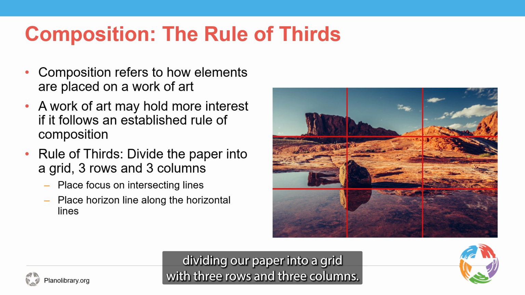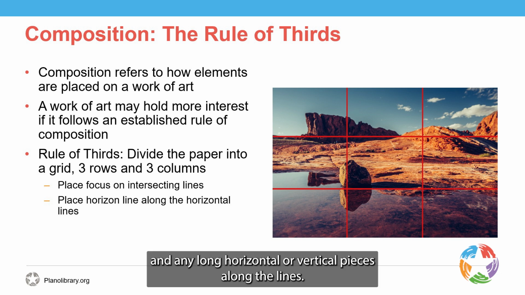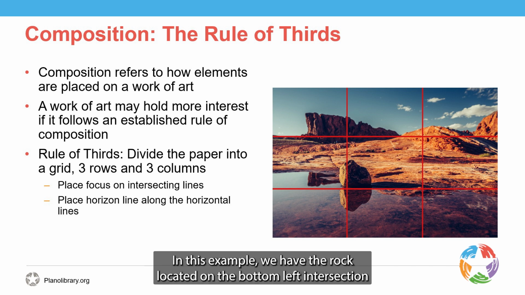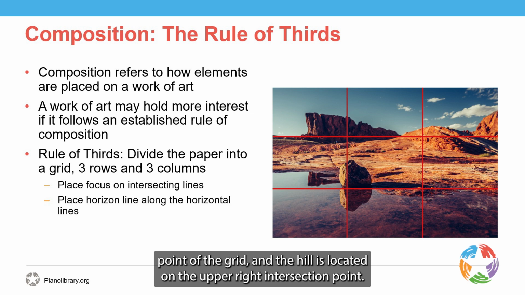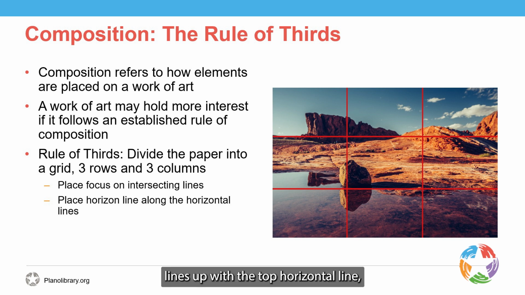with 3 rows and 3 columns. The goal is to place objects of interest in the intersecting points and any long horizontal or vertical pieces along the lines. In this example, we have the rock located on the bottom left intersection point of the grid, and the hill is located on the upper right intersection point. The horizon line lines up with the top horizontal line, and the edge of the pool lines up mostly with the bottom horizontal line.